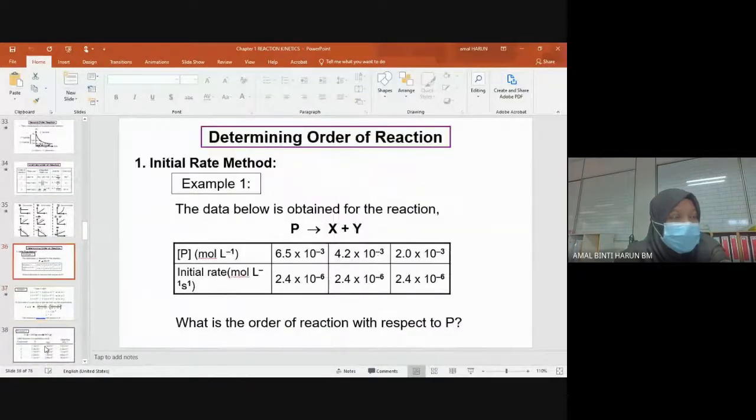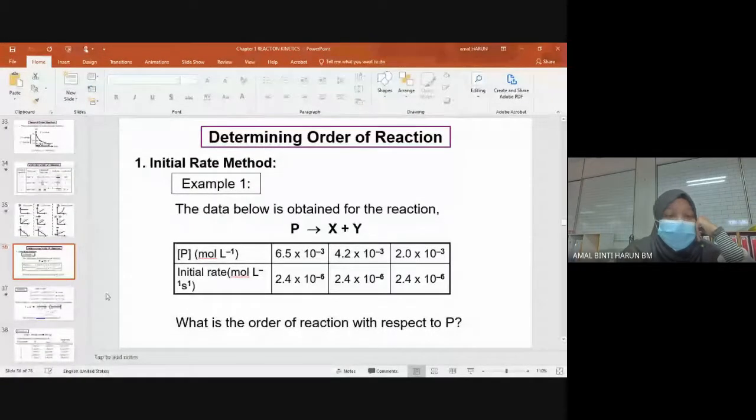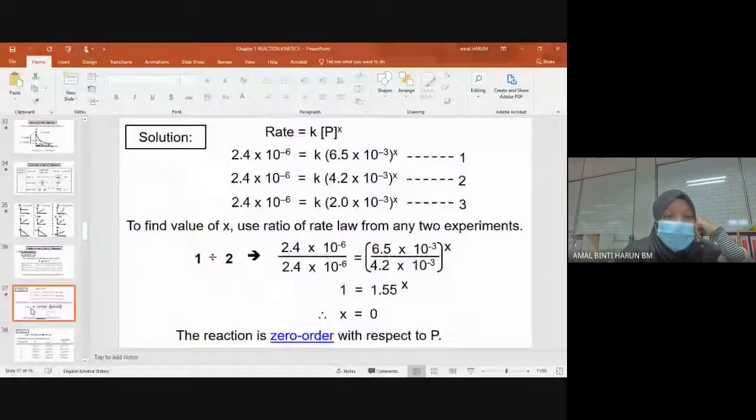Okay. Ni saya tunjukkan macam mana kita nak buat initial rate method untuk kaedah yang keempat. Kaedah yang keempat untuk kita tentukan order. Ingat tak ni 3 cara sebelum ni tadi. Pertama, kita boleh tentukan order melalui unit rate constant. Kedua, linear graph. Ketiga, half-life. Keempat adalah initial rate method. So, initial rate method adalah bila you ada data eksperimen macam ni. Ada data eksperimen.